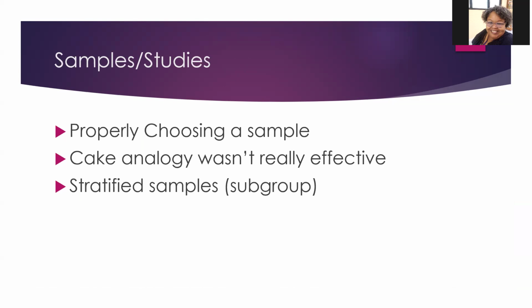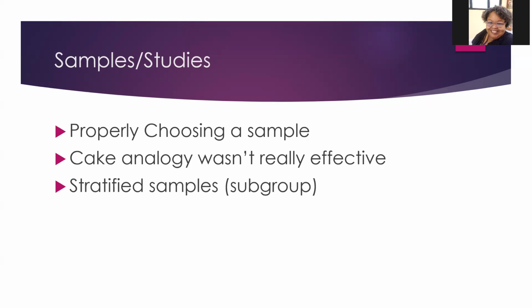The cake analogy didn't make sense to me. She was saying you wouldn't just take a bite of a cake and determine how the whole cake tastes. She said something about biting from different parts of the cake. You would not really do that. So I just thought that wasn't a really good analogy. But the point that you do have to get samples from different places in order to get an effective view of your data made sense to me.